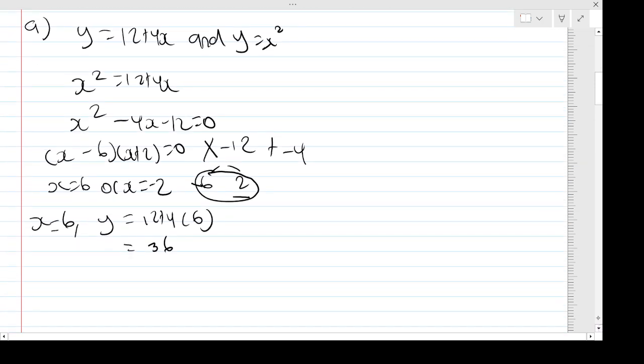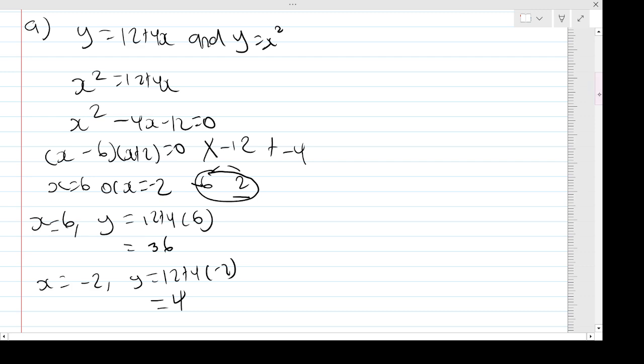And then likewise, when x is minus 2 instead, y will be 12 plus 4 lots of minus 2. So again, I'm just substituting x into one of the equations to get the y value. That would be 4. Cool.